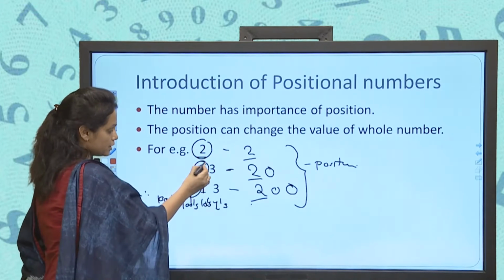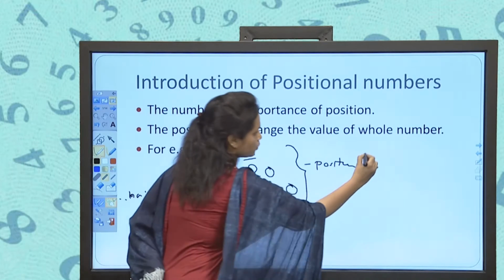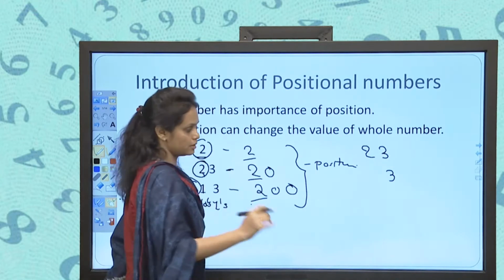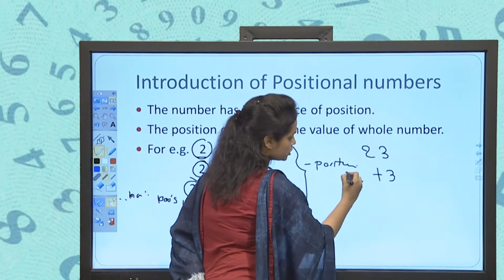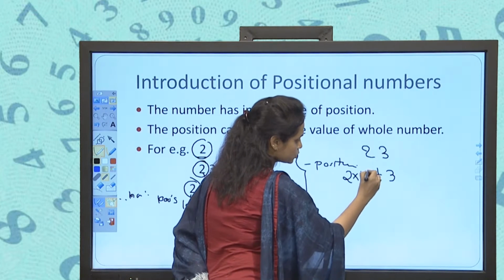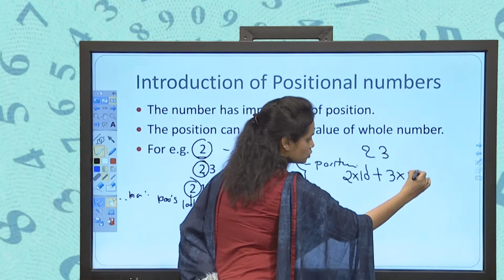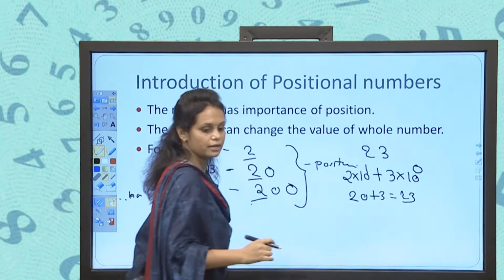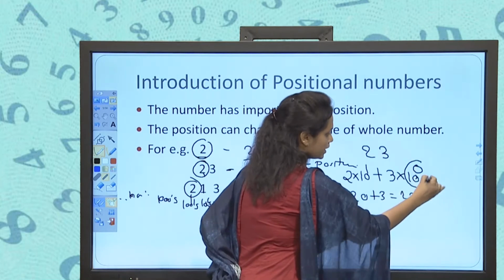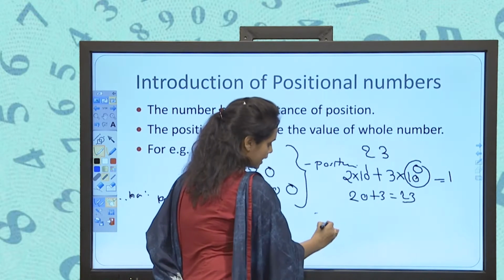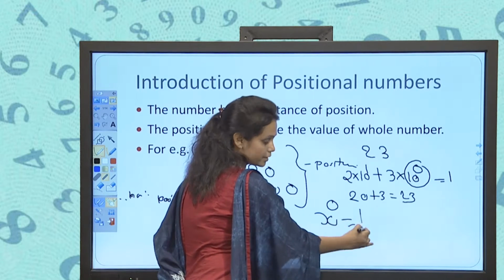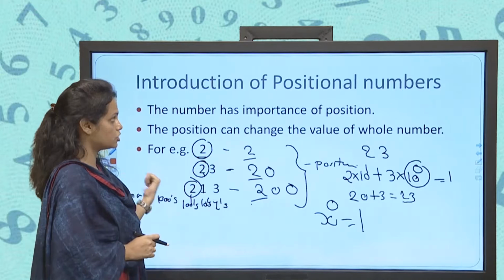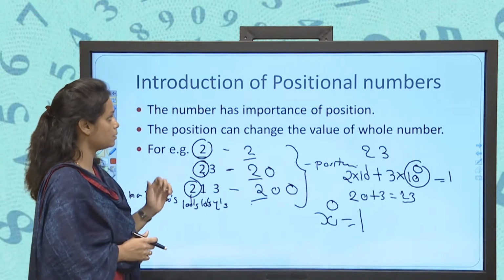So, how are numbers formed? Suppose we are writing 23, what will happen? 3 has the unit position. Fine. 2 has the tens position, that's why we multiply 2 into 10 raised to 1 and 3 into 10 raised to 0. It will make the number 23. Remember one thing, any number raised to 0 always gives us 1. Fine. This is how the decimal number, or the positional number, is generated.